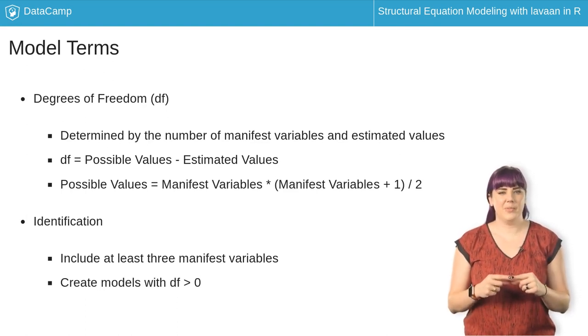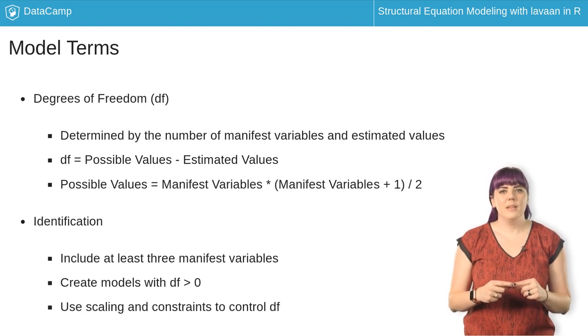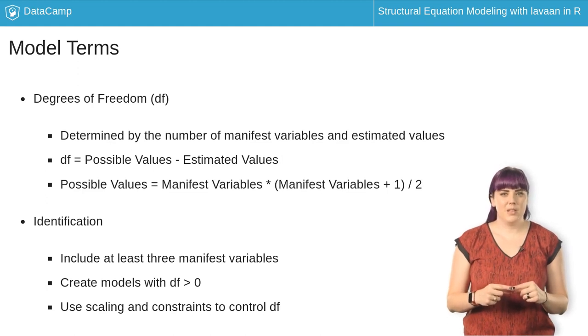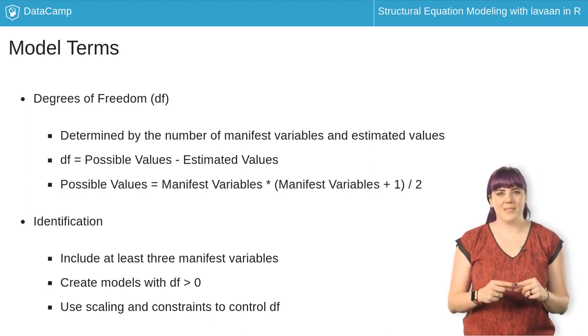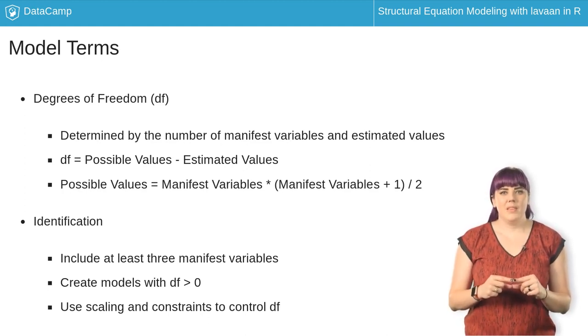Scaling is used to help set up identification. Scaling is similar to z-scoring, which helps standardize our model. You can scale the model, not the data, by constraining or setting the variance of the latent variable to 1, and dividing up that variance amongst the manifest variables. Or you can use the more common method and set one of the manifest variable estimates to 1. This second method is the default in lavaan.